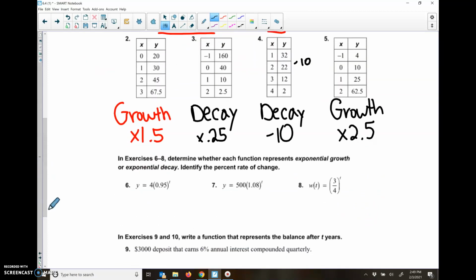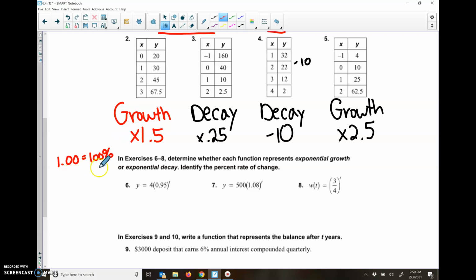Okay, 6, 7, 8, kind of the same thing, except now they give it to us in an equation form. So if something is at 1.00, aka 100%, that means it is staying exactly the same. Let's say an example like the stock market. You can lose money in the stock market, or you can gain money in the stock market. Not like your checking account that always stays the same, or a savings account which only goes up, but it doesn't go up by as much as it could in the stock market. So if something stays at 100%, it's staying the same.